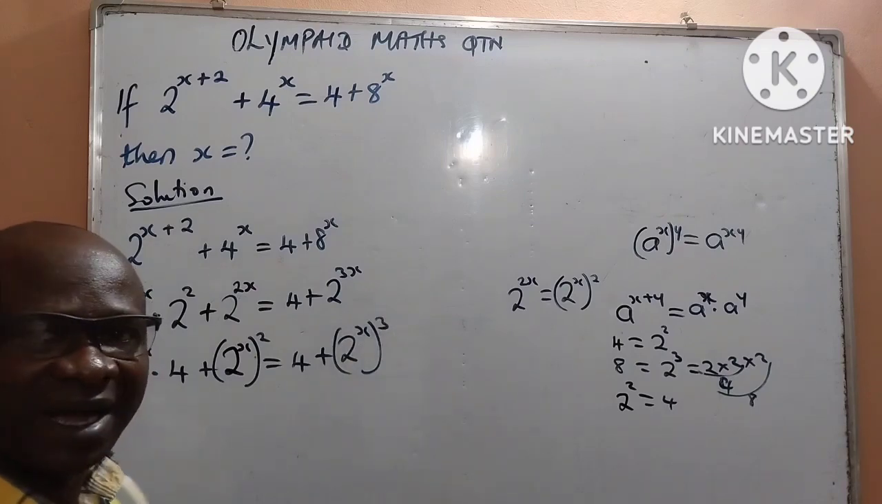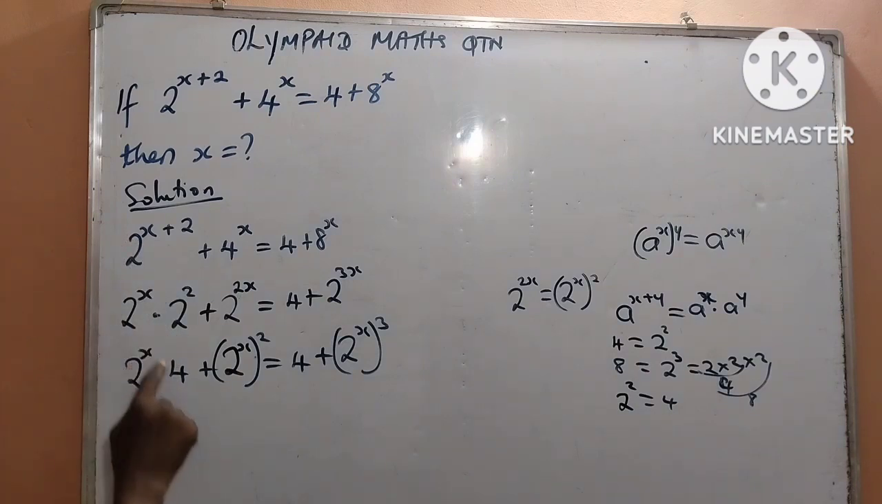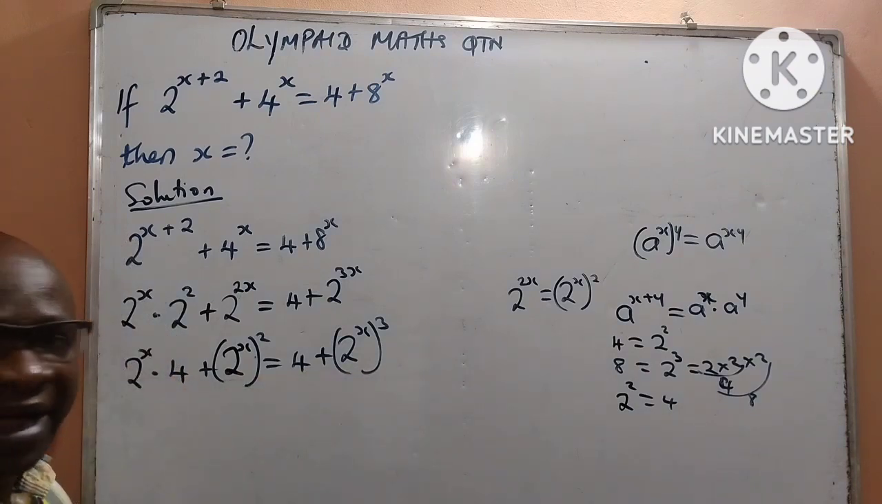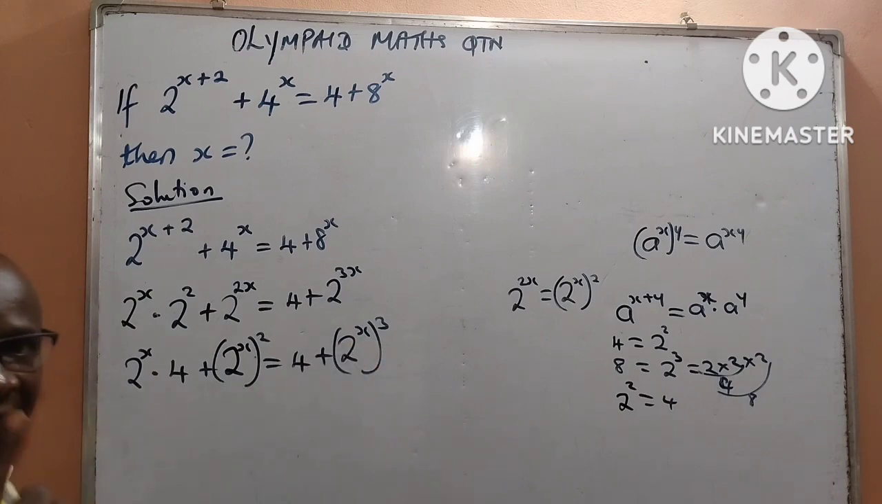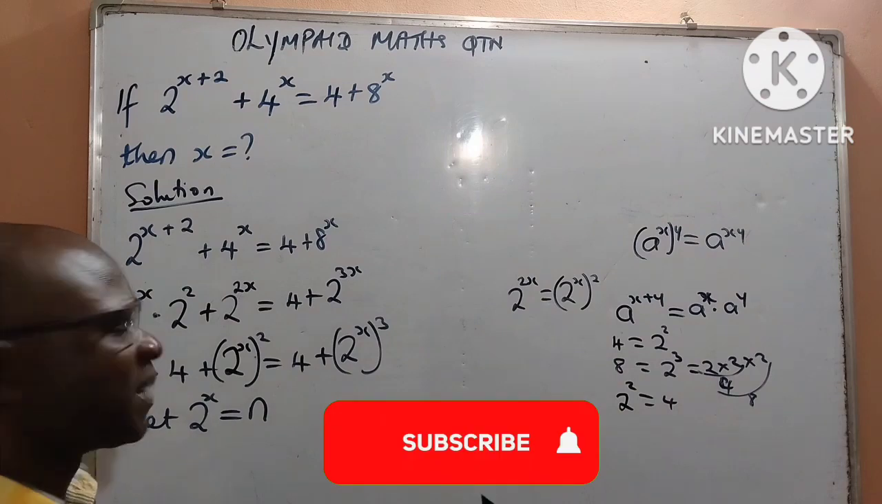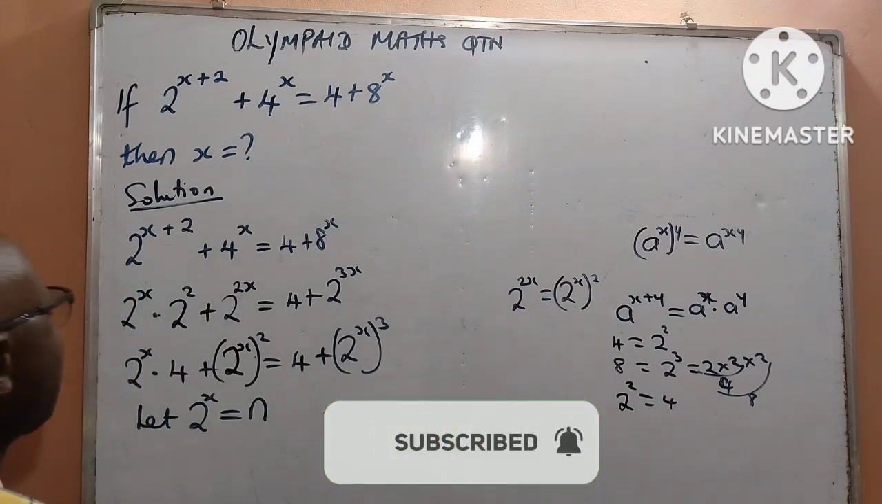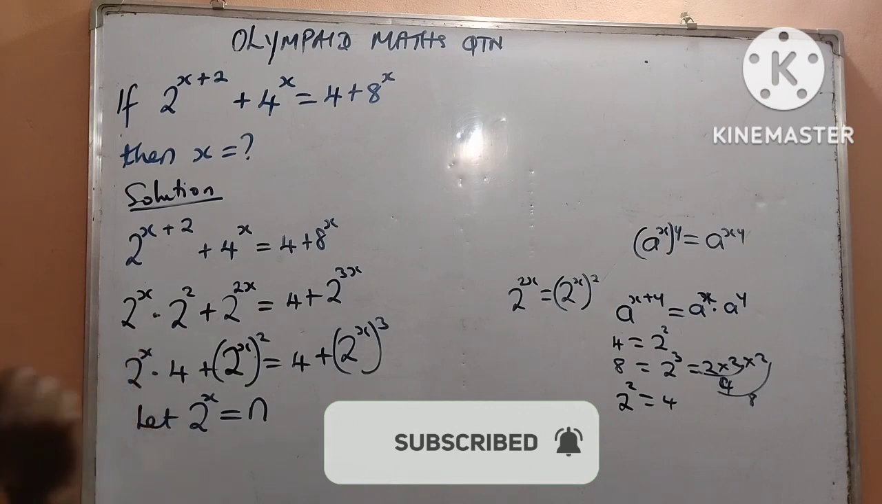I have my reasons for that. Since I have 2 to the power x here, I want to maintain 2 to the power of x throughout so that I can give it a name. By that I can now say let 2 to the power of x be n in order to organize my work. And to do that, remember this is 4 multiplying 2 to the power of x.